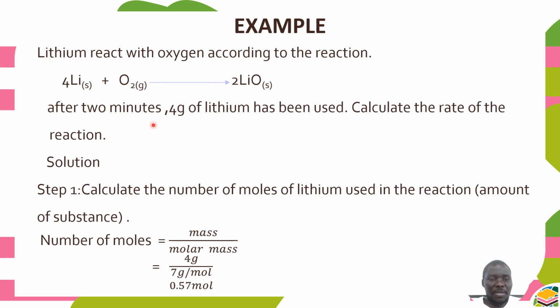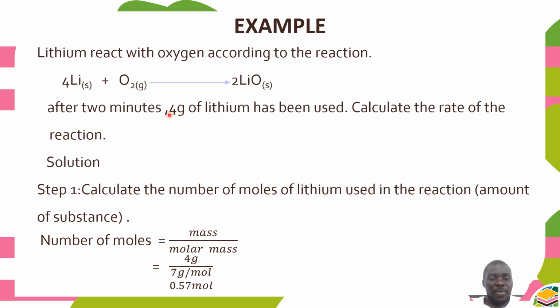After 2 minutes, 4 grams of lithium has been used up. Calculate the rate of reaction. Now, to answer this question properly, we need to find out what we have been given in the question and what is required for us to calculate. So what we want to calculate is the rate of chemical reaction for this reaction. Lithium is reacting with oxygen to produce lithium oxide.